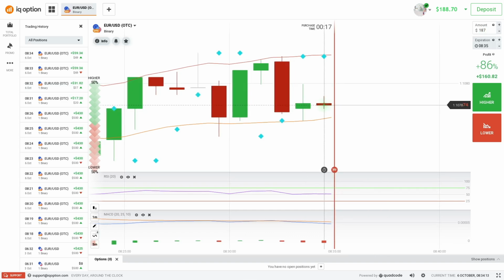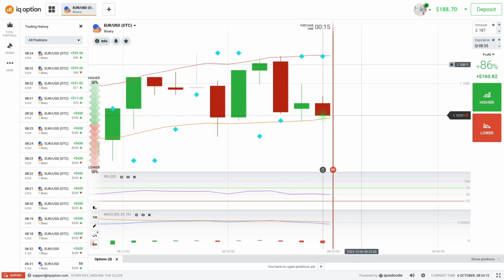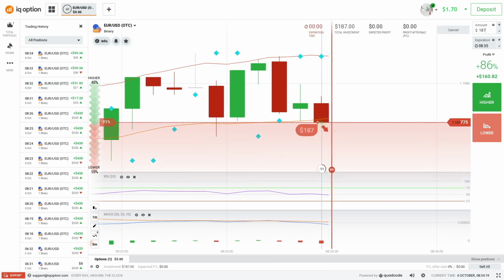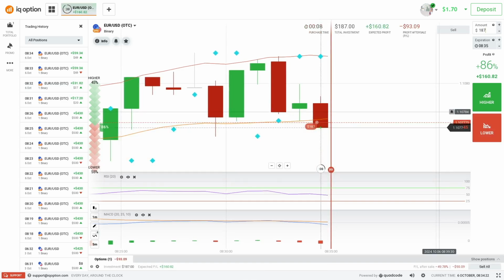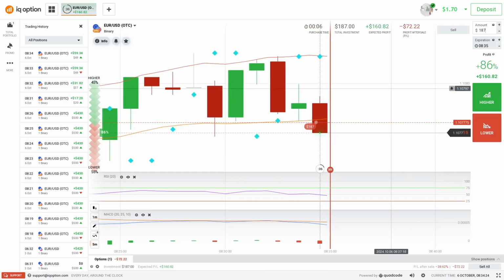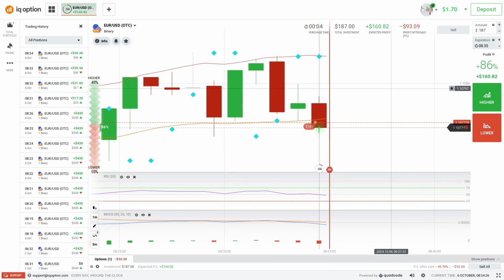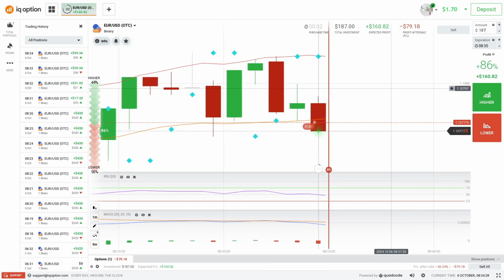All right, so as I was saying, now we will see a red candle, because the previous green candle was green as expected, but a small green candle. But this one is 100% going to be a red candle. Yeah, 100% going to be a red candle.